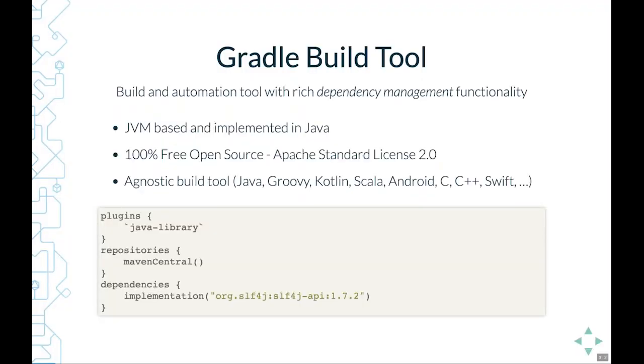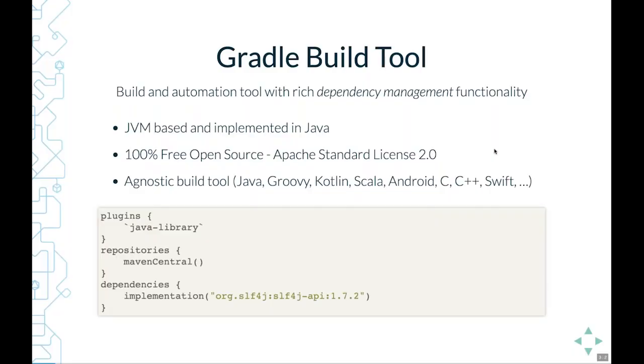The goal is automation and building of projects. It has a rich dependency management functionality. It's JVM based, implemented in Java, and completely open source, under the Apache Standard License 2.0. And of course, it's an agnostic build tool. Most of you may know it via the Java ecosystem, but it can build Groovy, Kotlin, Scala code. It's also the tool for Android, and it also has components to build native code.